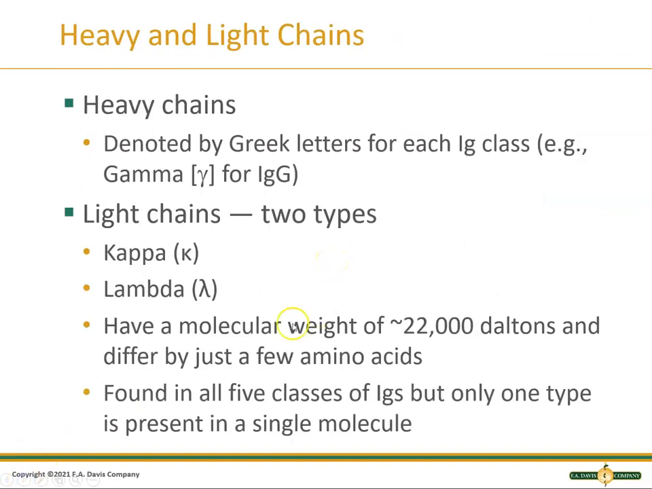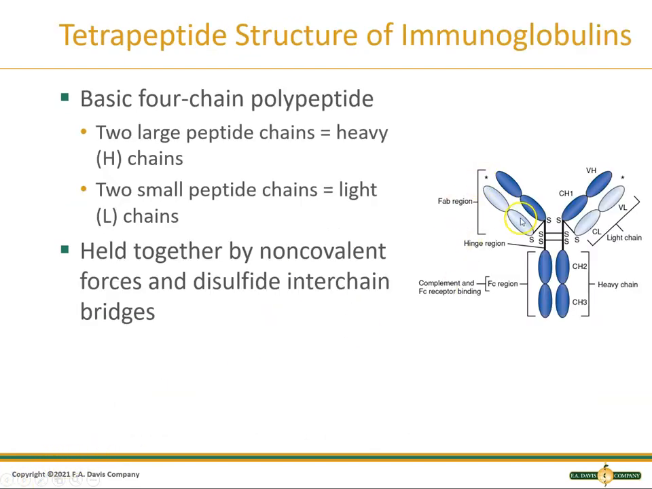Basically, the light chains are light in molecular weight, and here's the weight of them, but we're not really concerned about that. Just know that they're lighter than the heavy chains. They're found in all 5 classes we just talked about, IgG, IgM, IgE, IgD, IgA, but only one type is present in a single molecule. So we have light chains, in light colors here, and heavy chains, the very dark blue ones.